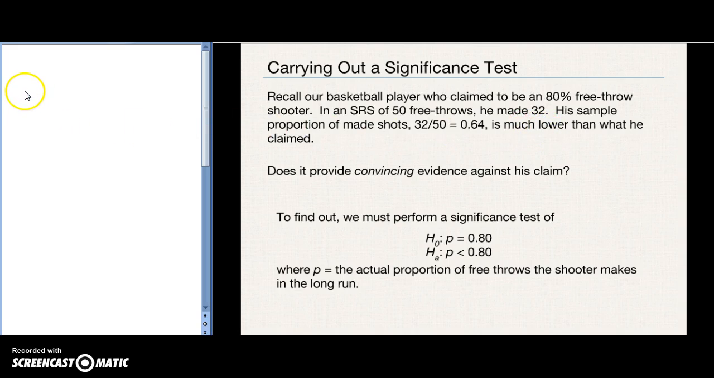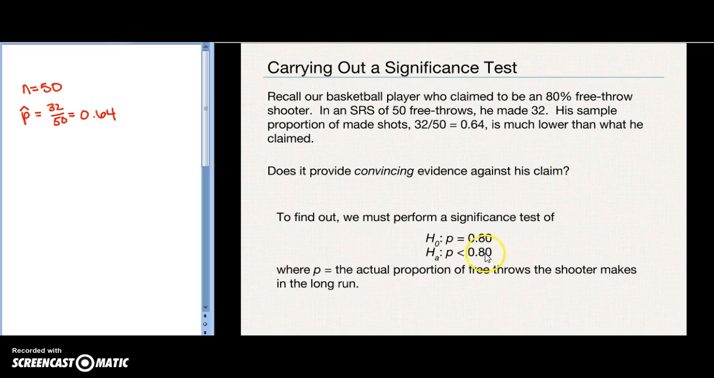So again, keeping in the loop of what we know, n is that he's shooting 50 free throws, and his sample is 32 out of 50. So that's our p hat, written as a decimal or as a proportion, 0.64. And the point of a significance test is to wonder, do we have convincing evidence against his claim?